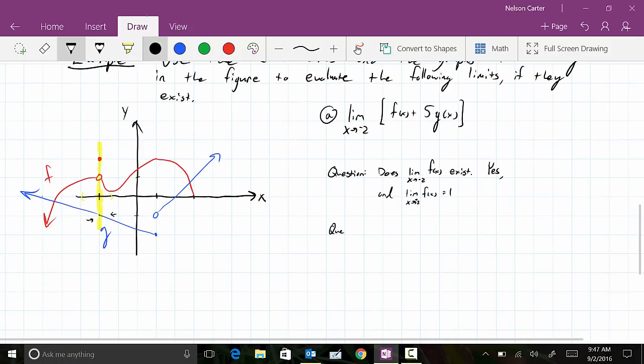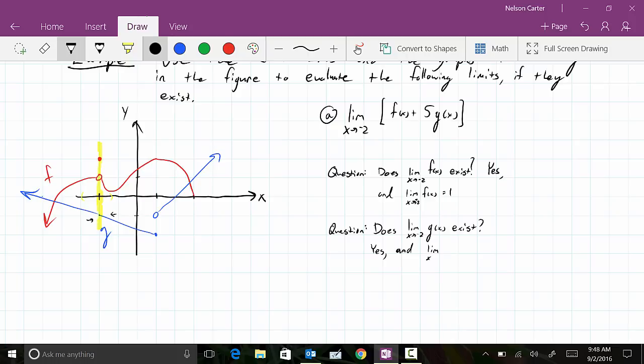So the answer there is also yes. That second question is, does the limit as x approaches -2 of g of x exist? And the answer is yes. And the limit as x approaches -2 of g of x looked like it was equal to -1.